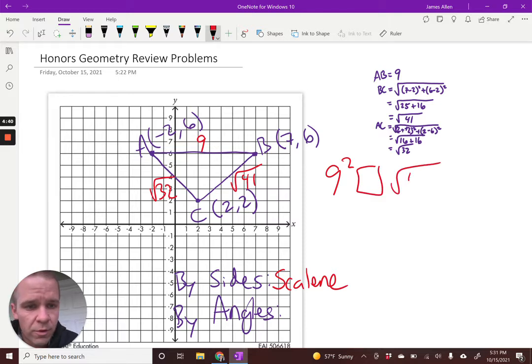And then I have square root of 41 squared plus square root of 32 squared. And as you can see here, squaring the square root of 32 is easier than squaring the 4 root 2. That gets kind of confusing. We'll worry about that later.